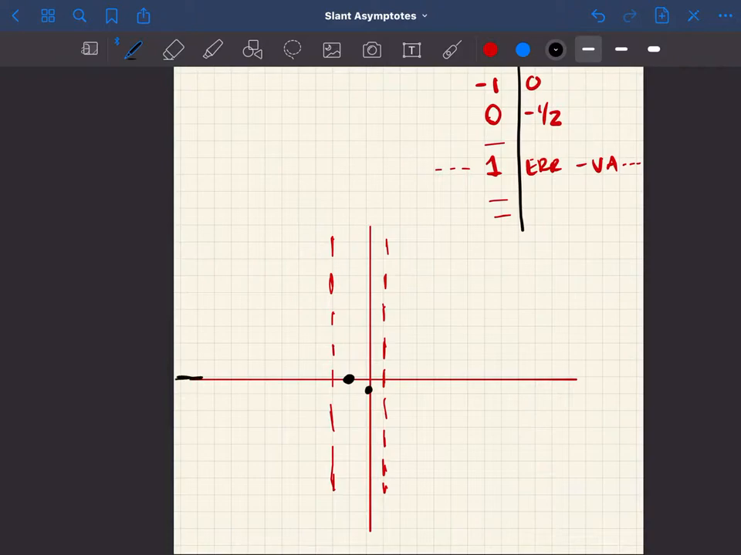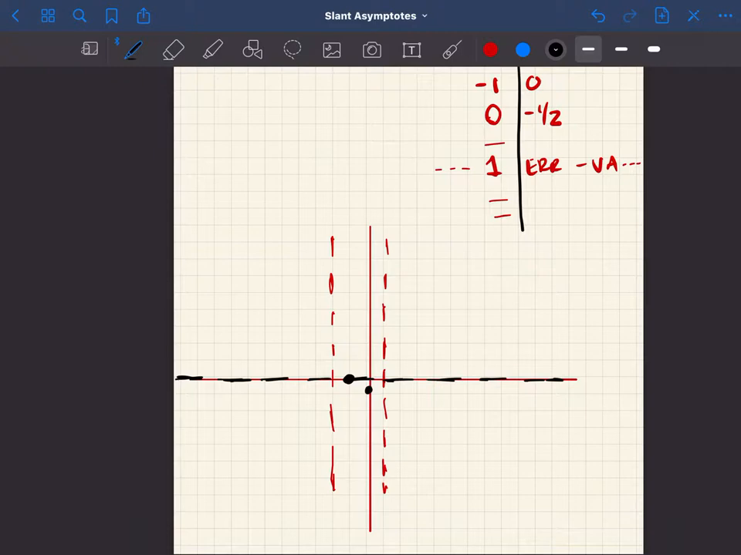So we have a horizontal asymptote coming this way. You'll notice that I do have an x-intercept, and that's intersecting our horizontal asymptote, and sometimes that will occur. So horizontal asymptotes can be crossed, but vertical ones will not. All right, so we need to know what's going on.